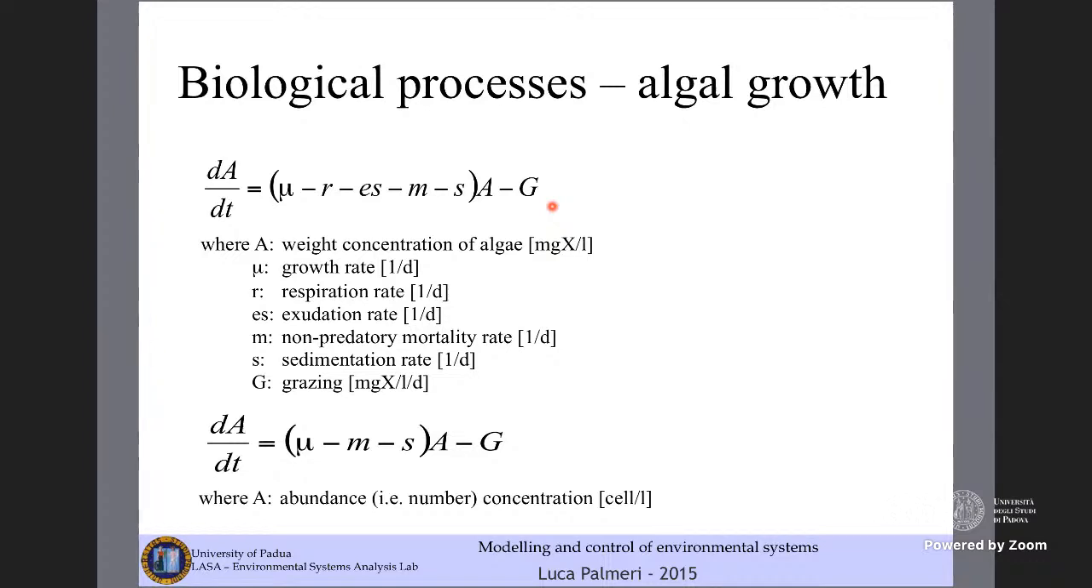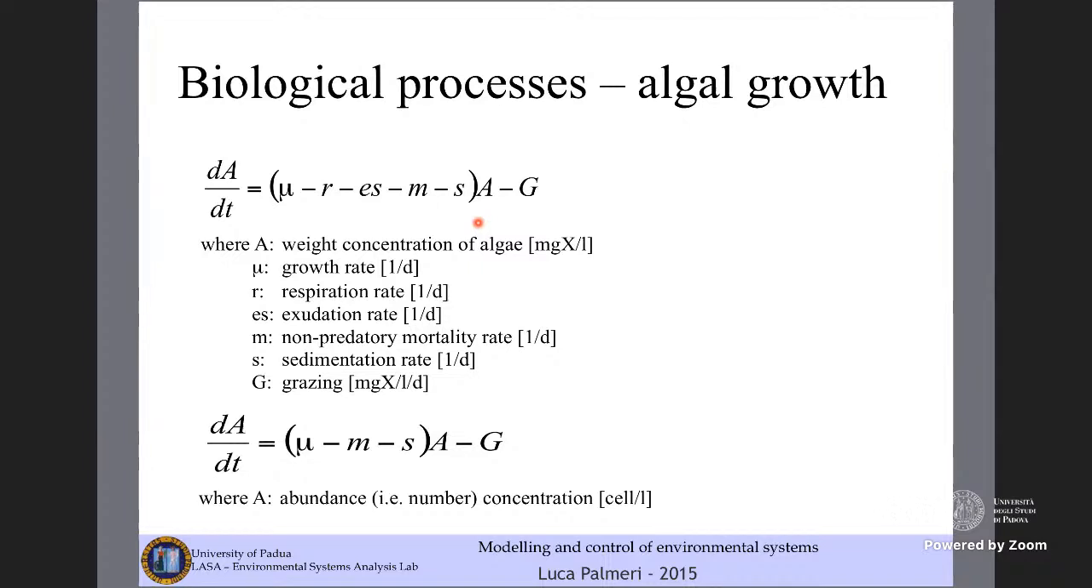The parameters appearing in this equation are, first, the growth rate, mu. These are all rates, 1 over time. So there is a first term, mu, the growth rate, that represents the speed of growth of the organisms, minus the respiration rate, minus the exudation rate, minus mortality, but non-predatory mortality, so mortality due to senescence or to sickness or to unavailability of resources, minus settling S.